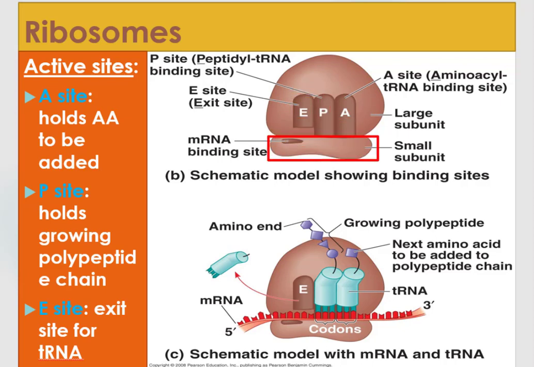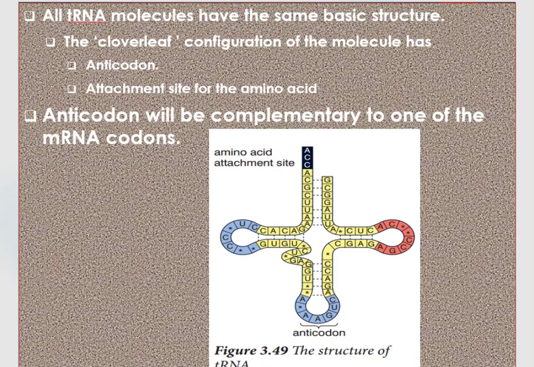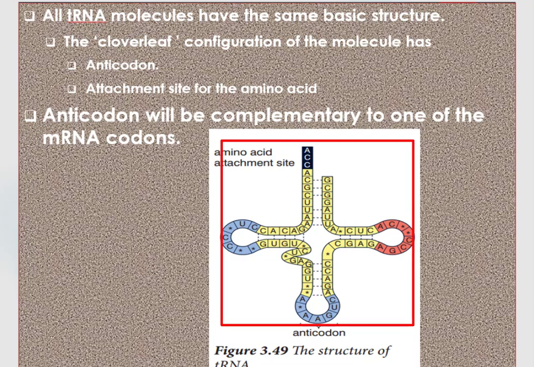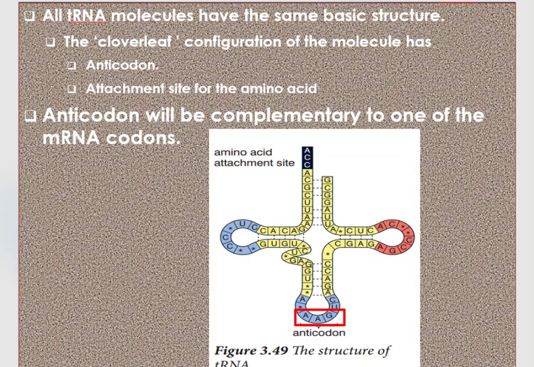This one is a smaller subunit that is responsible for reading mRNA, which has its own mRNA binding site. This one is a larger subunit where amino acid-containing transfer RNA binds on. All transfer RNA molecules have the same basic structure, what we call the cloverleaf structure. The cloverleaf configuration of the molecules, as we can see from the diagram, has an anticodon and an amino acid attachment site. The anticodon will be complementary to one of the mRNA codons.